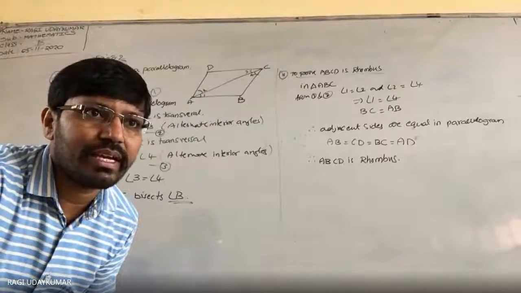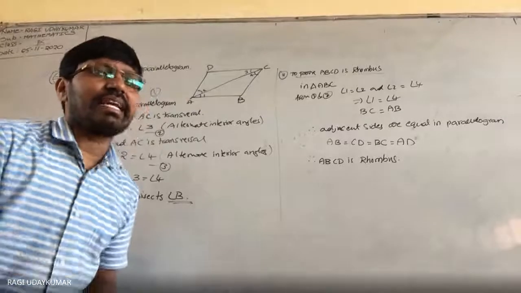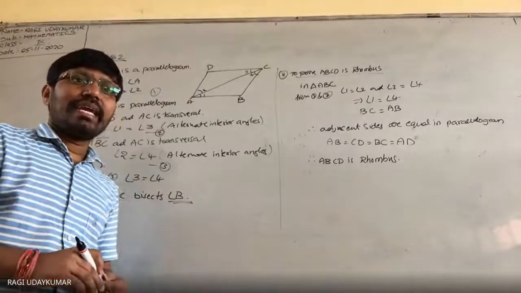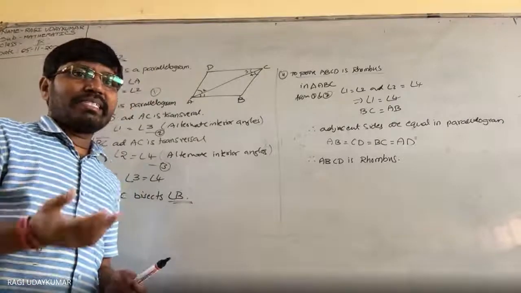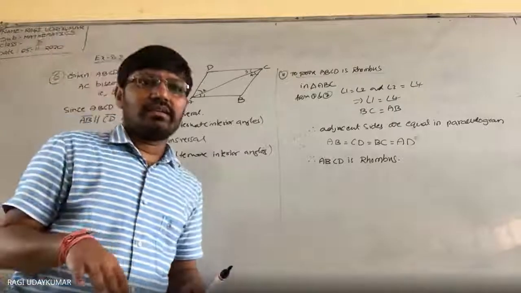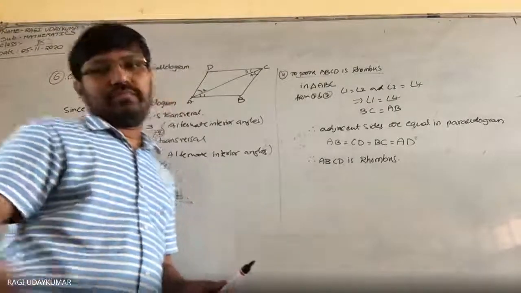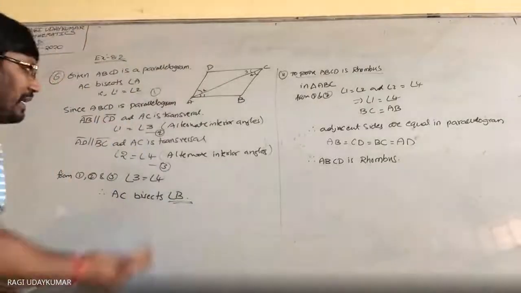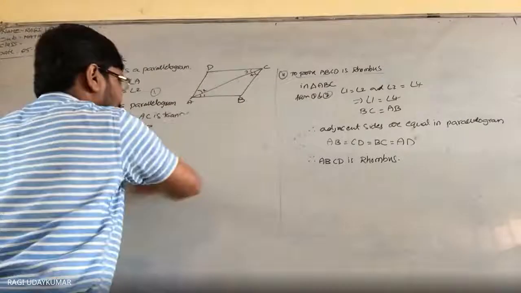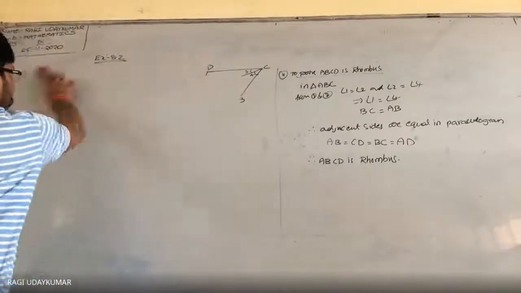Yes, sir. So next, the seventh question is given to you. ABCD is a rhombus. Show that the diagonal AC bisects angle A as well as angle C, and diagonal BD bisects angle B as well as angle D. See the question: in a rhombus, each diagonal bisects the two angles.